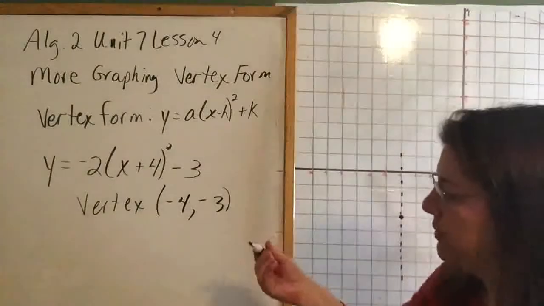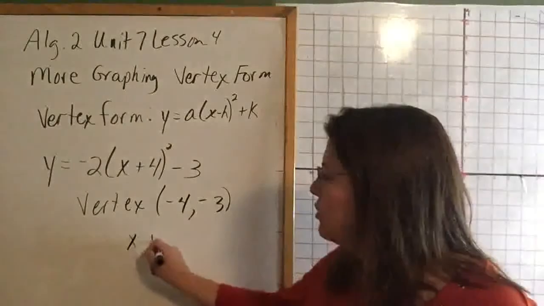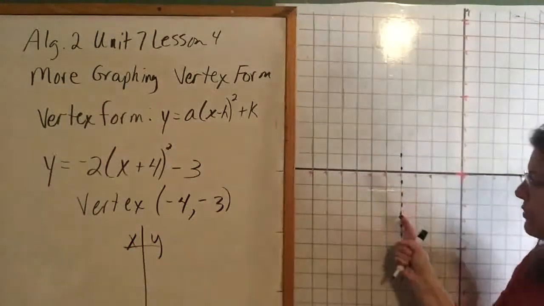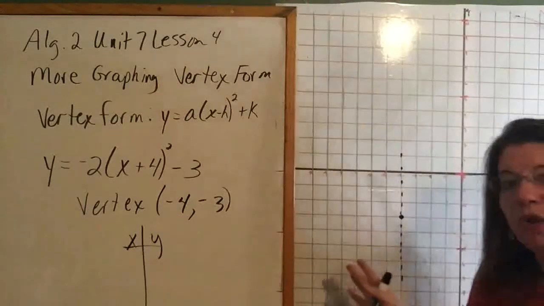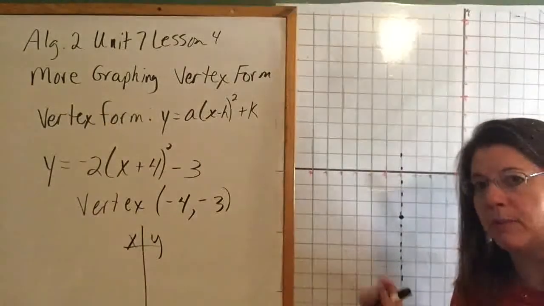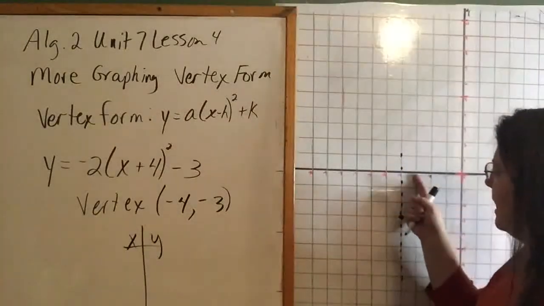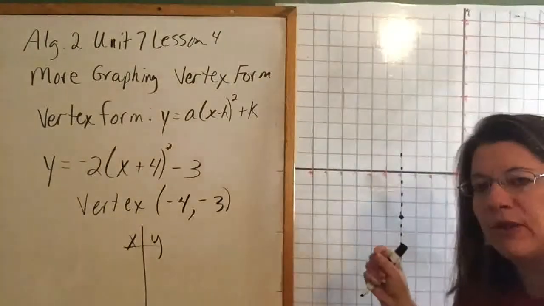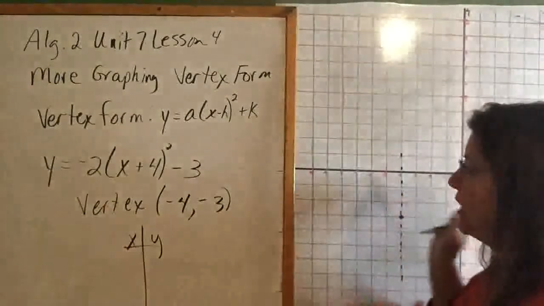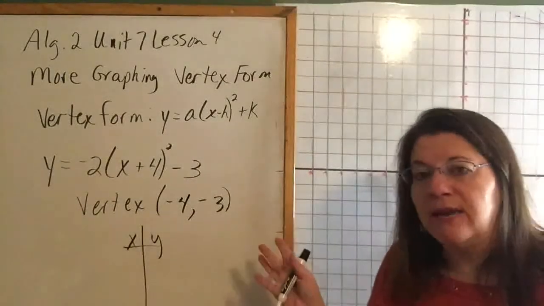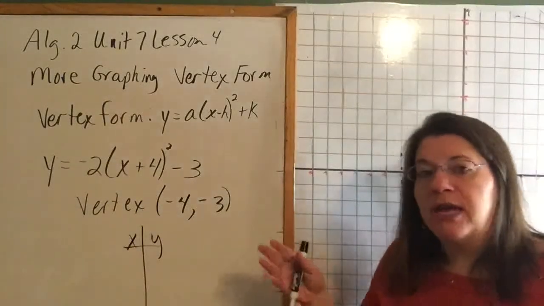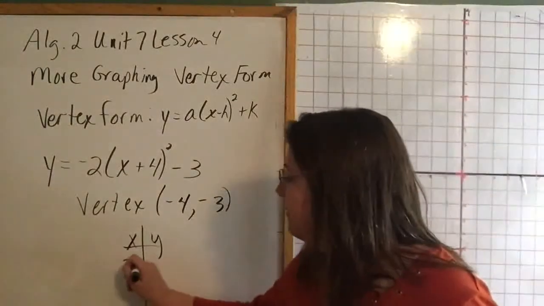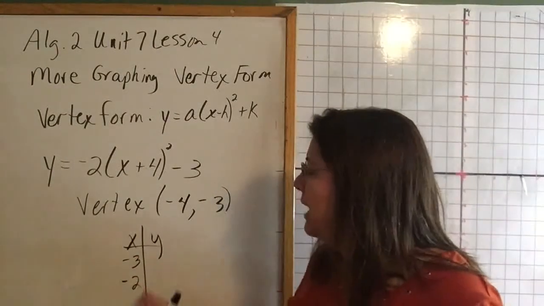So what I'm going to do is just do a little XY chart, and choose a couple of numbers that are really close to -4. I'm going to choose whole numbers so that my answers are a little bit more manageable. So I'm going to try -3, and I'm going to try -2. You don't want to try numbers that are too big because remember, our graph only goes from 10 to -10. If we choose numbers that are too large, it's not going to fit on the graph.